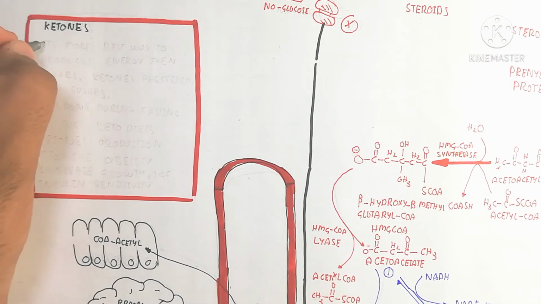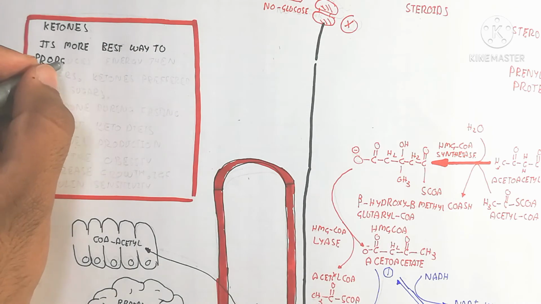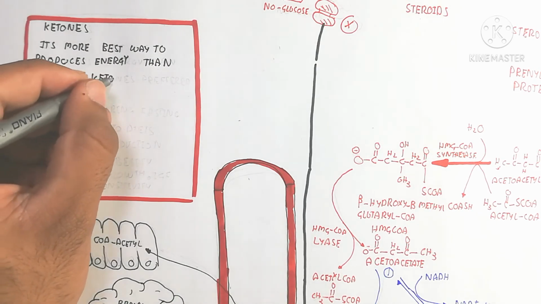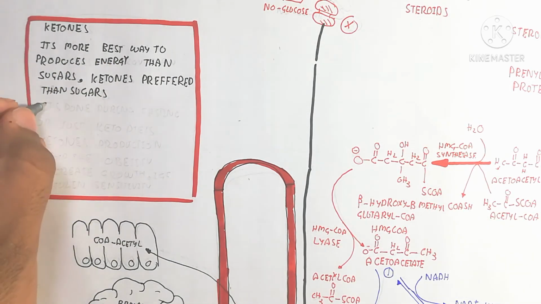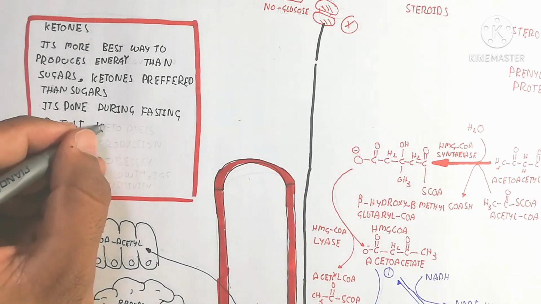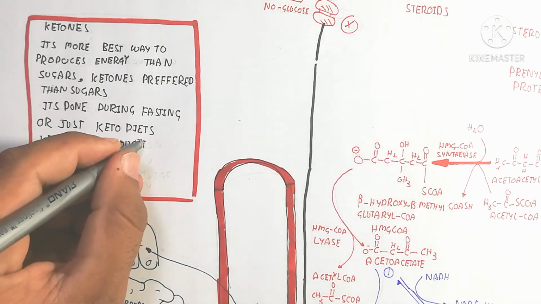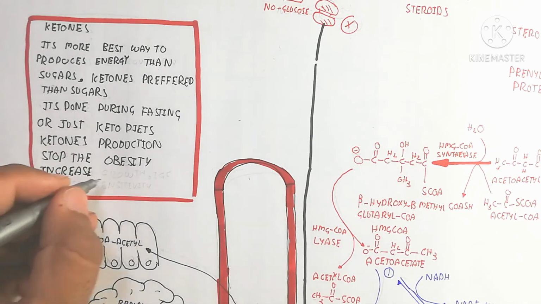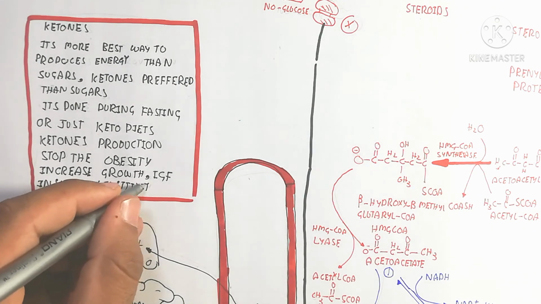Here the ketone bodies go into the blood vessels and are used by tissues and the brain as acetyl-CoA. What are ketones? Let us summarize. Ketones are a better way to produce energy than sugar. Ketones are preferred over sugars, and this happens during fasting or keto diets. Ketone production helps stop obesity, increases growth, and improves insulin-like growth factor and insulin sensitivity. So the ketones will shred our body fat, and ketones will create muscle density because they spare the protein.